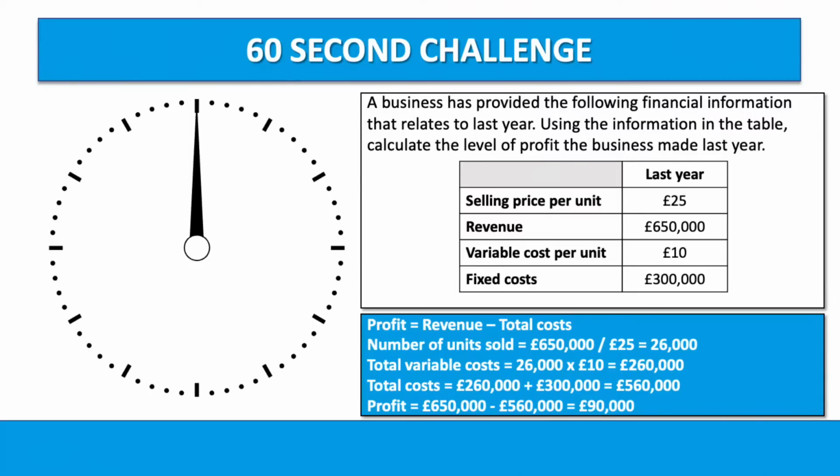Remember that total costs are fixed costs plus variable costs. So we add the variable costs of 260,000 to the fixed cost of 300,000 and we get 560,000. And then it's a case of deducting those total costs from the revenue. 650,000 minus 560,000 gives an answer of £90,000. Well done if you got that right, and lots of you did.